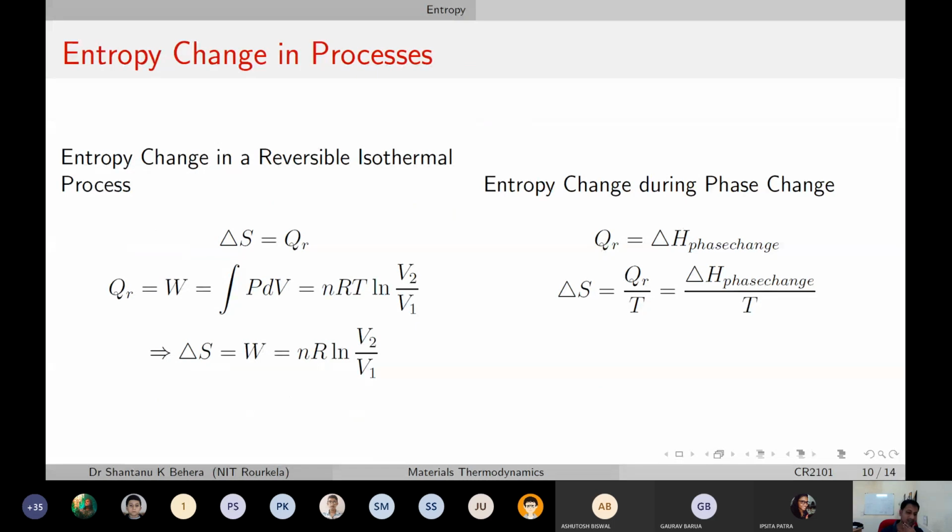So these are some of the functional relationships of entropy with other parameters, or what happens to entropy in different processes. And if you'd like to find out the change of entropy in a reversible isothermal process, it is simple.